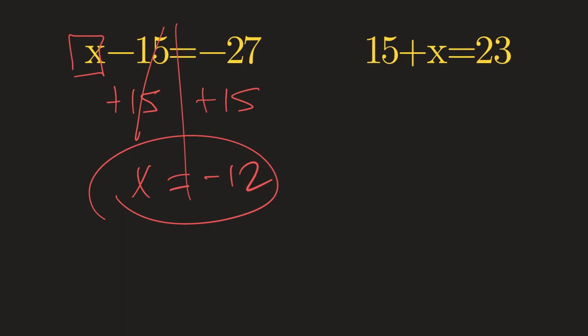Negative 27 plus 15, we're going to subtract the two numbers. So 27 minus 15 is 12. Keep the sign of that larger 27, so that answer is going to be negative. Okay? Everybody okay with that? Yes.